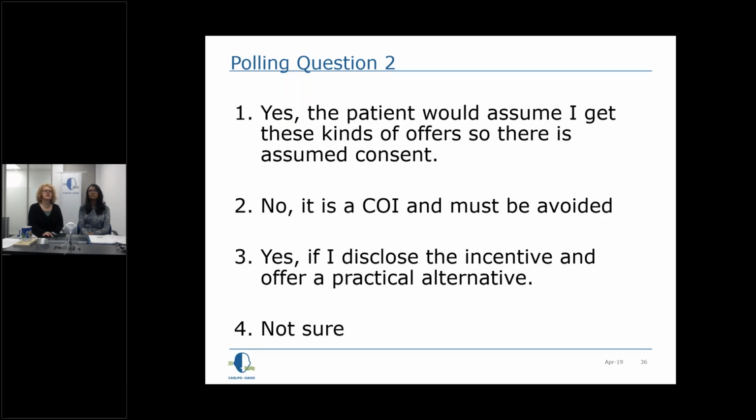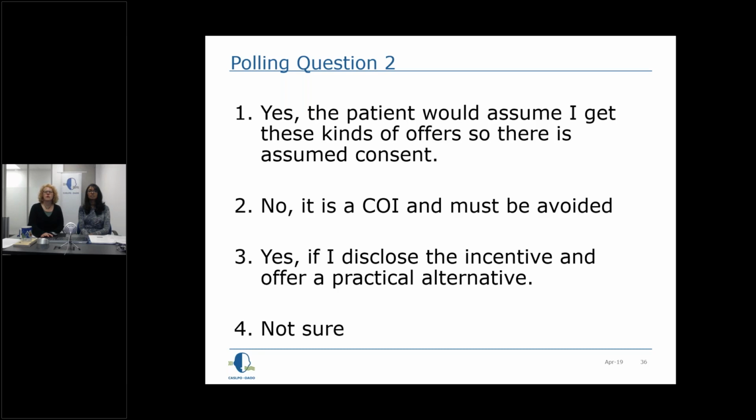So your options are: yes, the patient would assume I get these kinds of offers, so there's assumed consent. And I think what we're thinking here is, the name of the clinic and the advertising within the clinic might speak to that manufacturer's product only. So there's assumed consent there. No, number 2, no, it is a conflict of interest and must be avoided. So you can't enter into that situation at all. Or yes, if I disclose the incentive and offer a practical alternative. Or obviously, number 4, I'm not sure.